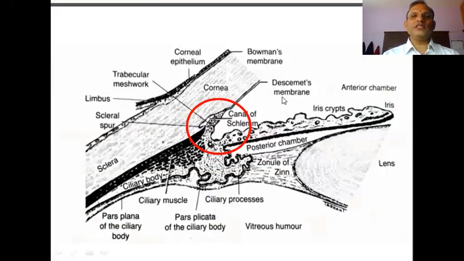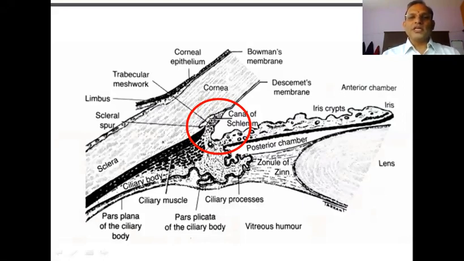Looking at this picture, this is the ultrastructure of the anterior chamber and angle of the eye. Here is the cornea and Descemet's membrane, which we have seen in the previous classes of the cornea. And here this is the anterior chamber and this is the posterior chamber.